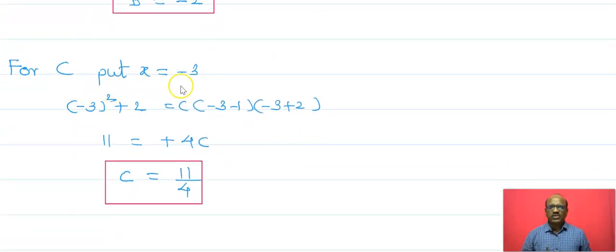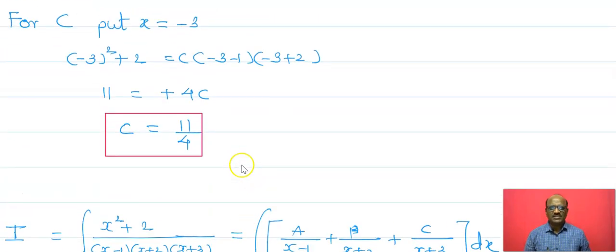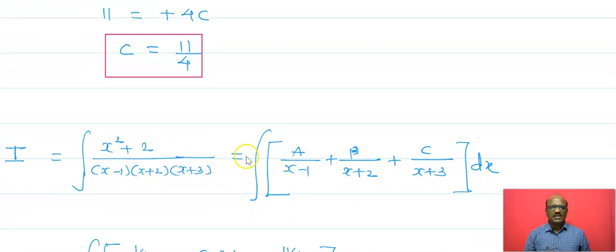For c, put x is equals to minus 3. Minus 3 square plus 2 is equals to c in bracket minus 3 minus 1 into minus 3 plus 2, and here is minus 4 minus 1. That is 4c. 9 plus 2 is equals to 11. Therefore c is equals to 11 upon 4. And in this case, we have the values of a, b, c.